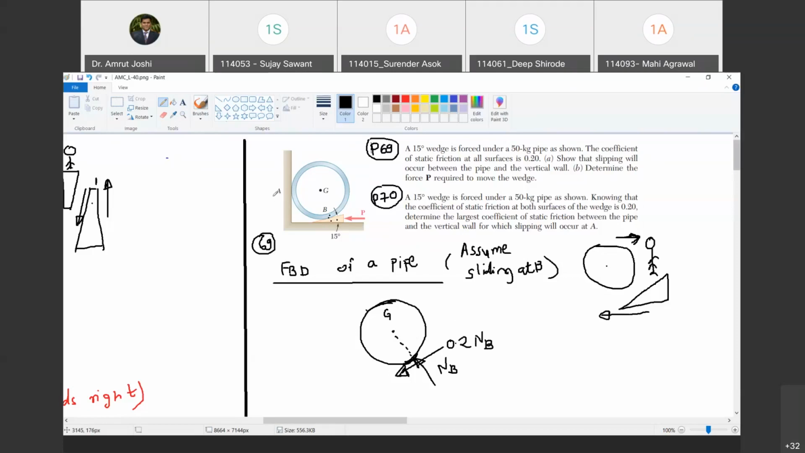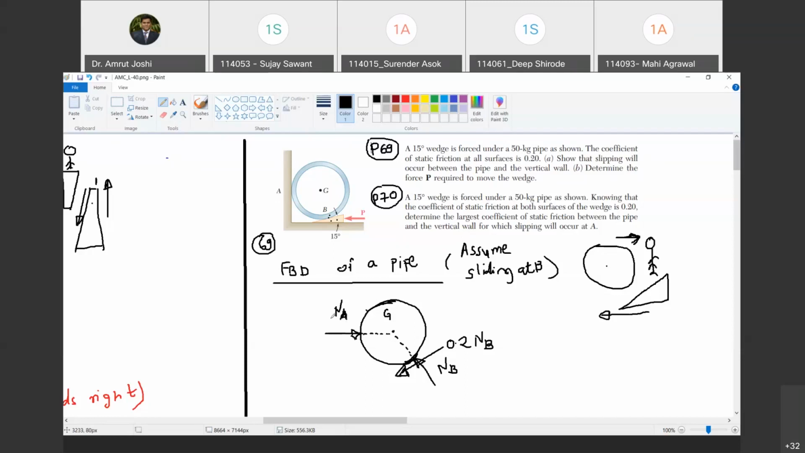So normal reaction. Yes, there is going to be normal reaction, no doubt about it. And that normal reaction will be horizontal and it also must pass through G. Do you agree with me? Yes, sir. I am going to call this NA. Happy? Yes, sir. Now, as this wedge moves in, will the pipe slide over the wall? Yes, it has to. Do you agree with me?